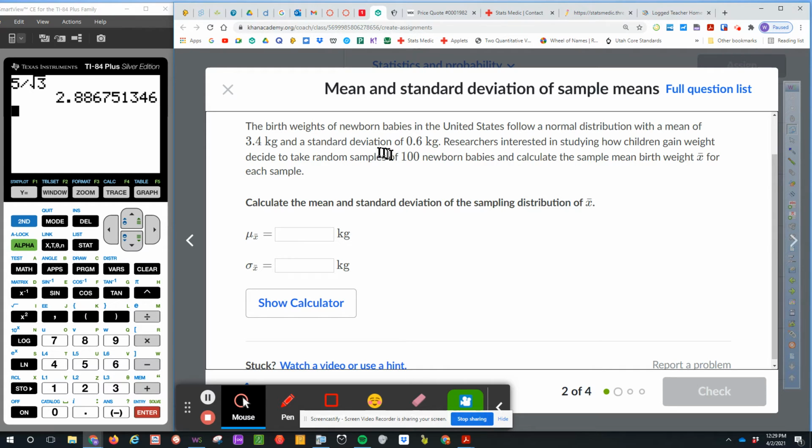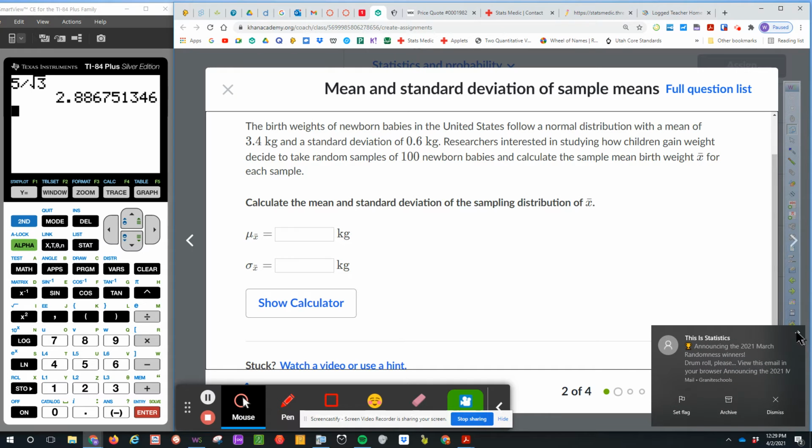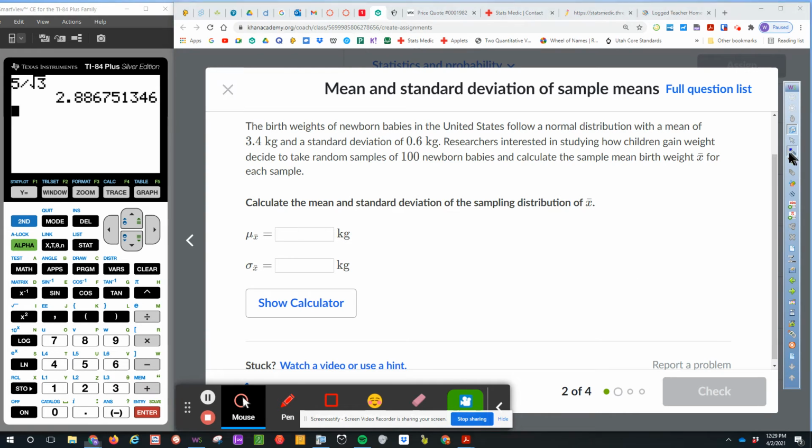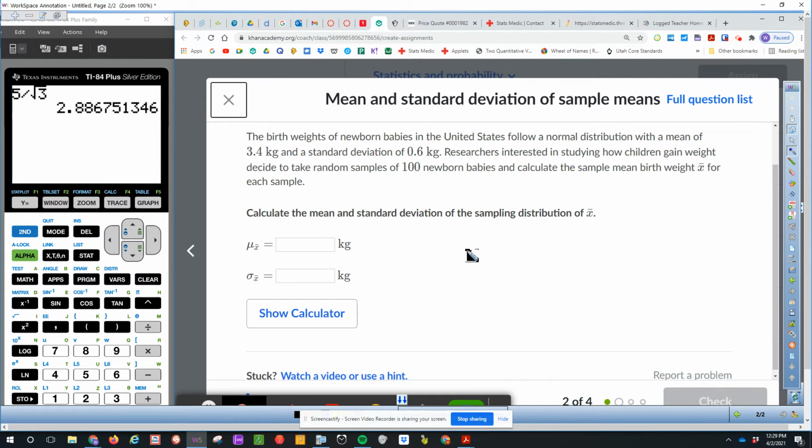So this X bar, they randomly pick 100 newborn babies and find the average of that 100. And then they keep doing that. Not that they throw the babies back, but they keep taking samples of 100, find the mean for that, another sample of 100, find the mean for that. And is that a normal distribution? So we're supposed to find the mean and the standard deviation of the sampling distribution of this X bar.